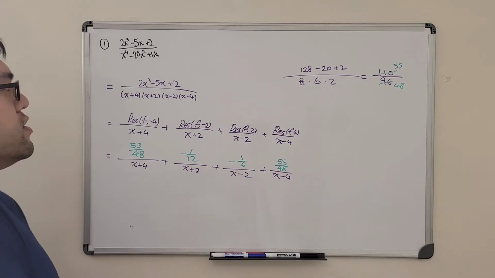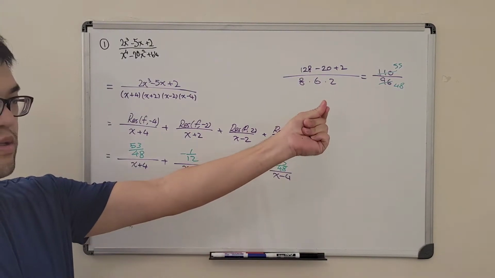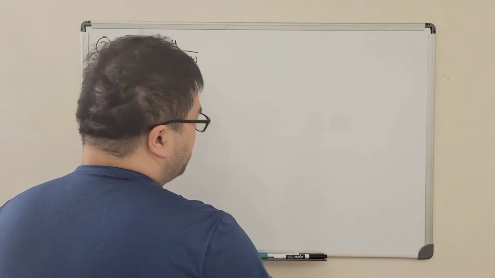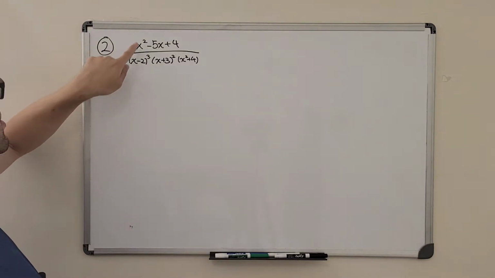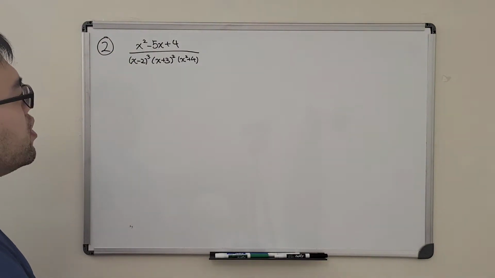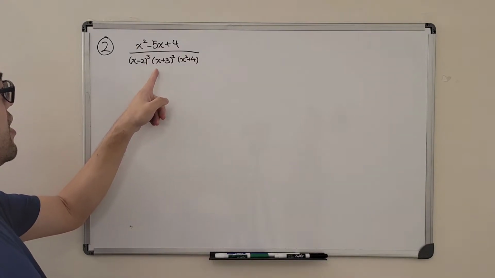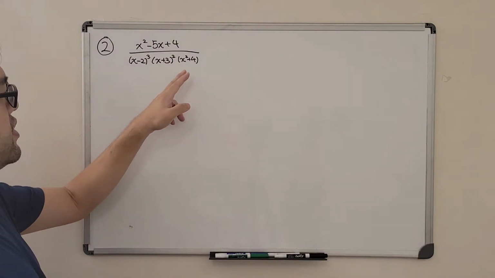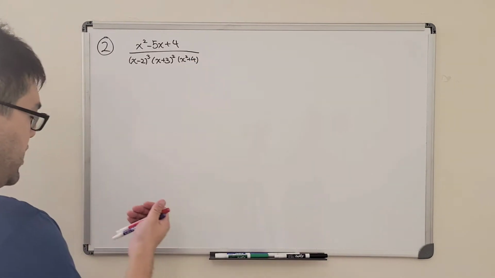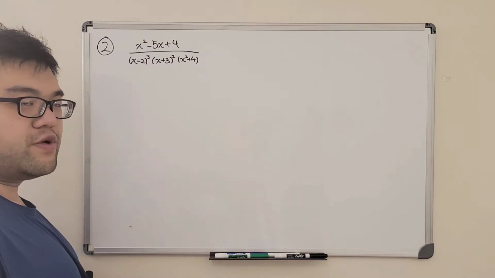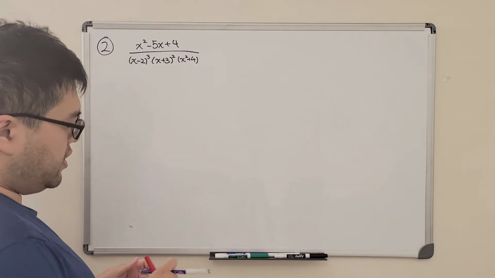Great. So we're going to move to the second example, which is even more complicated. Alright, here's the second example. We get the expression x squared minus 5x plus 4 all over the quantity x minus 2 cubed times x plus 3 squared plus x squared plus 4 times x squared plus 4. Then again, using the residue method, we're going to first break out the denominators.